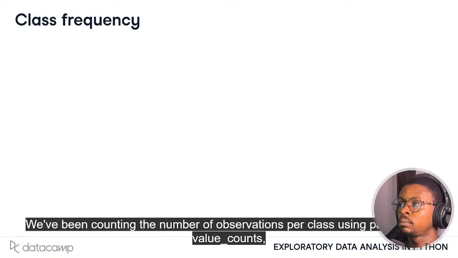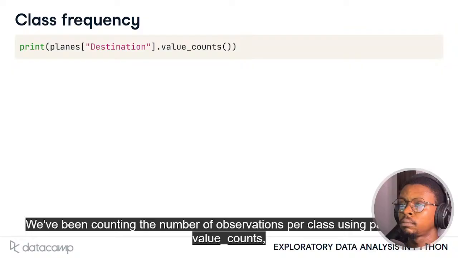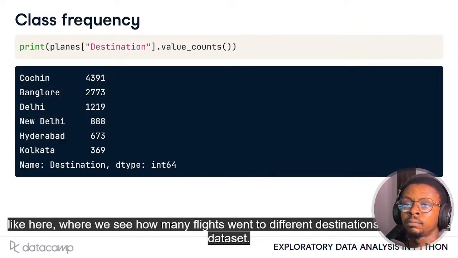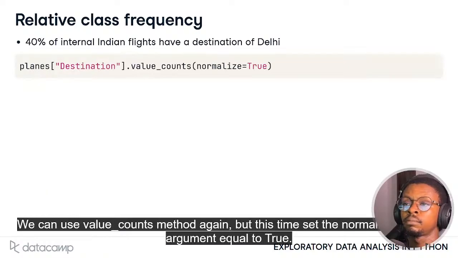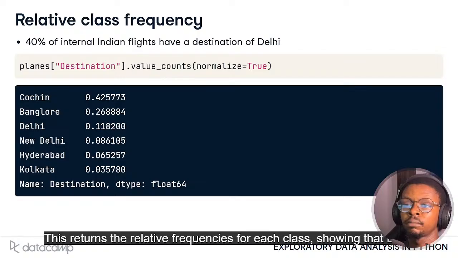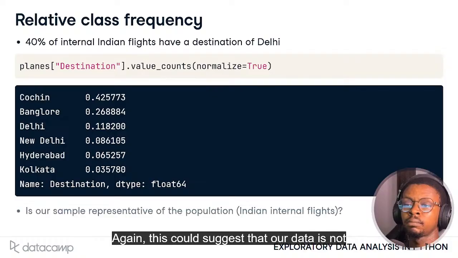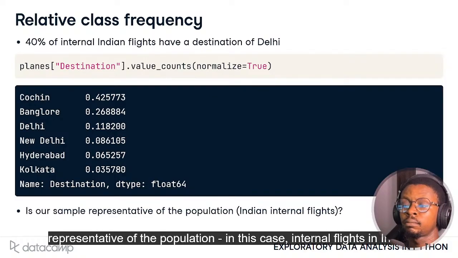We've been counting the number of observations per class using pandas value_counts, like here, where we see how many flights went to different destinations in our planes dataset. Say that we know 40% of internal Indian flights go to Delhi. We can use the value_counts method again, but this time set the normalize keyword argument equal to True. This returns the relative frequencies for each class, showing that Delhi only represents 11.82% of destinations in our dataset. Again, this could suggest that our data is not representative of the population, in this case, internal flights in India.